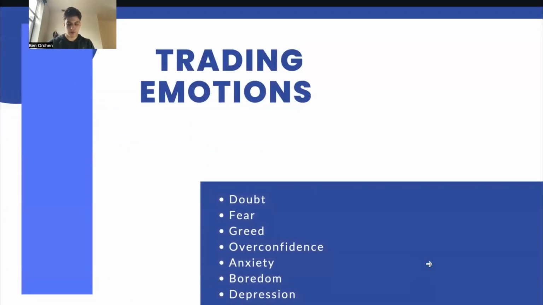So, trading your emotions. This is a combination of what I've seen and from a few books that I've read, but these are the emotions of trading. Please let me know if you've experienced any others, or you think any other type of emotions would fall into this, but I think this encompasses it pretty well. So you have doubt, fear, greed, overconfidence, anxiety, boredom, and depression. Now, I think we all know what this means, but I just want to provide a little bit of context as to what this means in the realm of trading and investing.